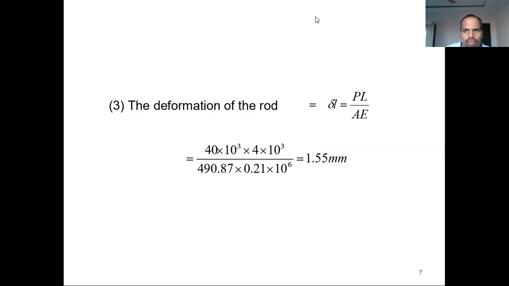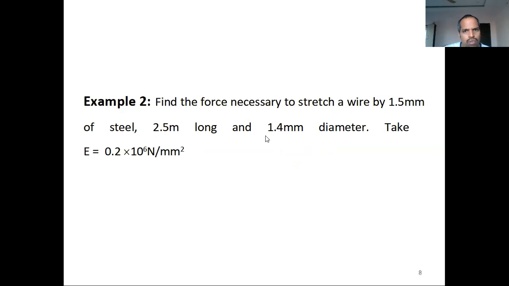Accordingly, whatever unknown you want, change it accordingly, so we'll get the answer. Right. So this is about the first problem. Let us go to the next one.